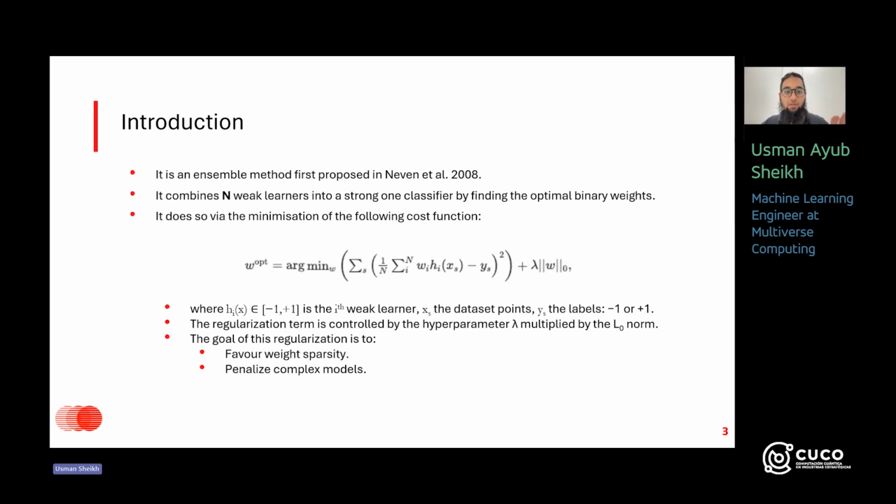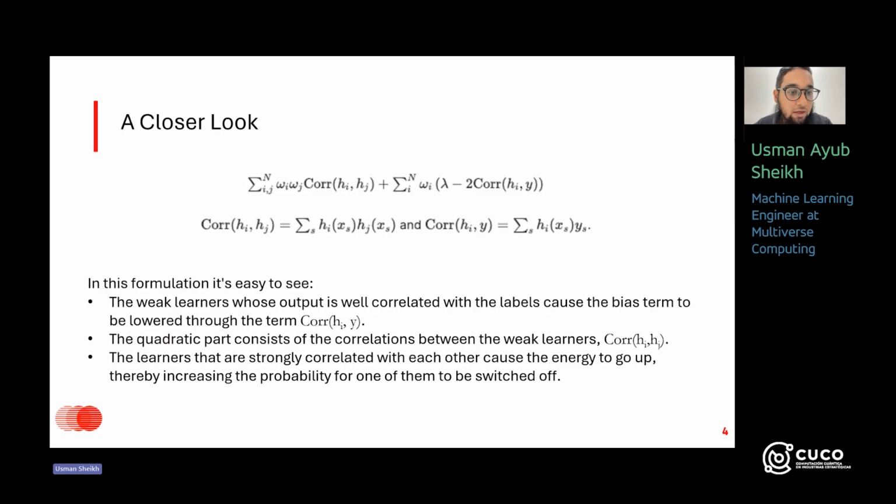There's an expansion of this cost function that makes it even easier to understand where is the quadratic term and what it represents, and where is the linear term and what it represents. And this is what I show here basically. So just with a couple of lines of algebra, the same cost function can be reformulated as this one shown here. You can see that with this representation, it's easy to see that there's one correlation term for correlation between the learners, hi and hj.